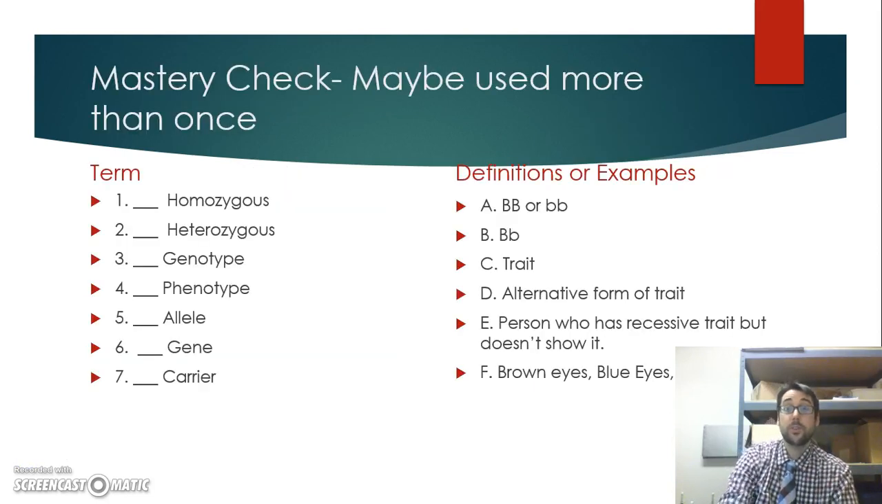Alright, so we did all that. So I wanted to give you some mastery checks. So some of the things you should look to do is be able to identify in here which ones some of these can match to. Think about some of these could be multiple answers, like heterozygous. Which one of those shows that it's heterozygous, right? What about a carrier? What does that mean? Which of these could be a definition or an example for those? So if you can do this and explain it, you'll be in good shape.